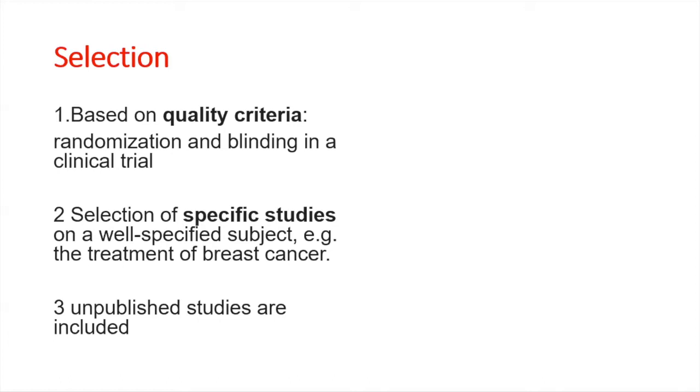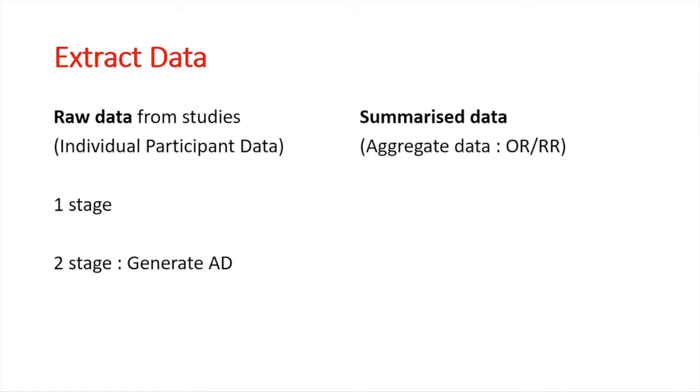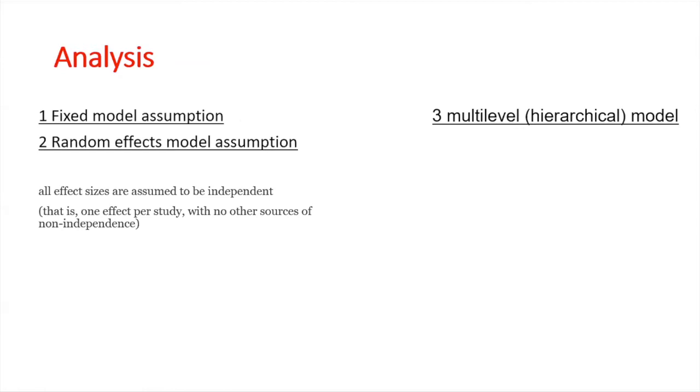We then extract from them either raw data or summarized data. The raw data needs then to be converted into a summarized form. So it's much easier to use summarized data and aggregate data. Okay. Now the method of analyzing meta-analysis is either something called fixed model assumption or random effect model. Okay, there's a third model that is coming in, but essentially at the moment, these are the two classical methods.